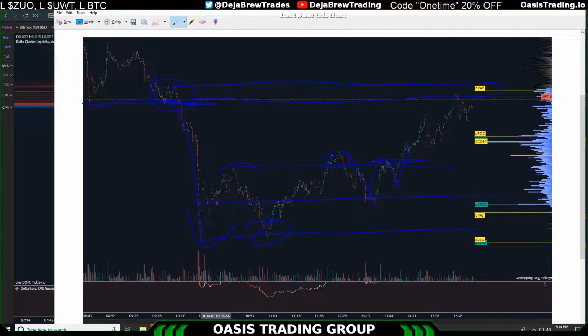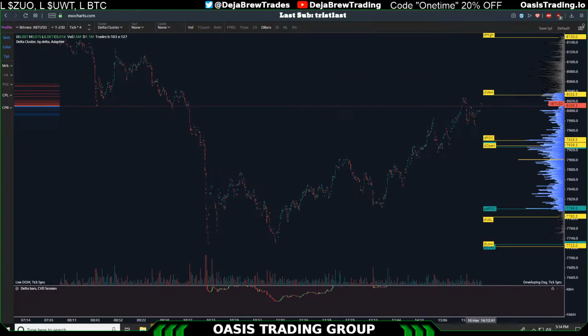So this is a very good long signal here. If you took this long signal using my accumulation technique, you could have targeted this little cluster right here using my point of origin technique. And as you can see, it's very evident where the accumulation is, where the point of origin is on the tick chart. That's one way that I like to use it.